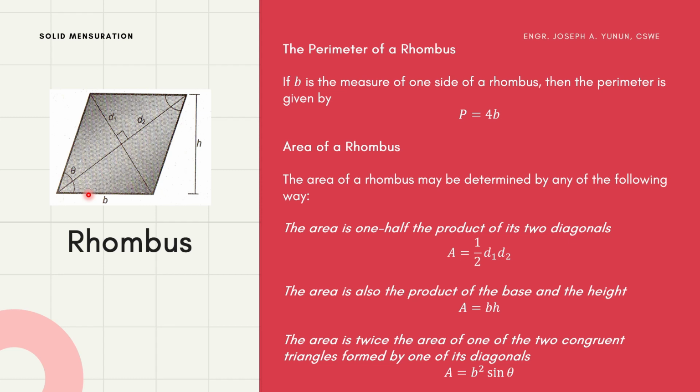The perimeter is given as the sum of all sides. All sides are equal for a rhombus, so the sides are b. There are four b's here, or four sides, so 4b. The area of a rhombus can be found using this formula. If given the two diagonals, you can use this formula, 1/2 diagonal 1 multiplied by diagonal 2. The area can also be found if given the base and height. And if two sides and an included angle are given, you can use this formula, b squared sine theta.